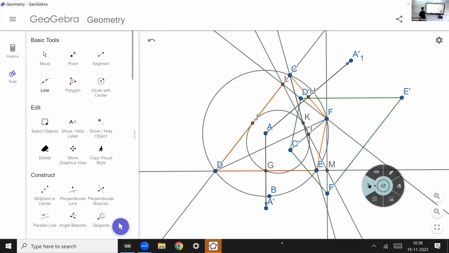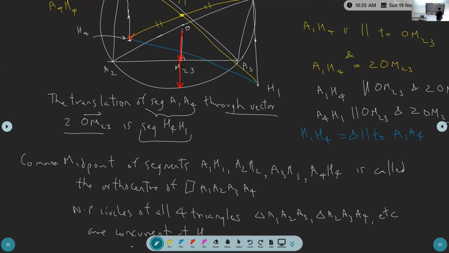The Simpson line is also passing through I, and that will happen to all the 4 Simpson lines. So this point I, or in our notation, the orthocenter. So this is your homework.